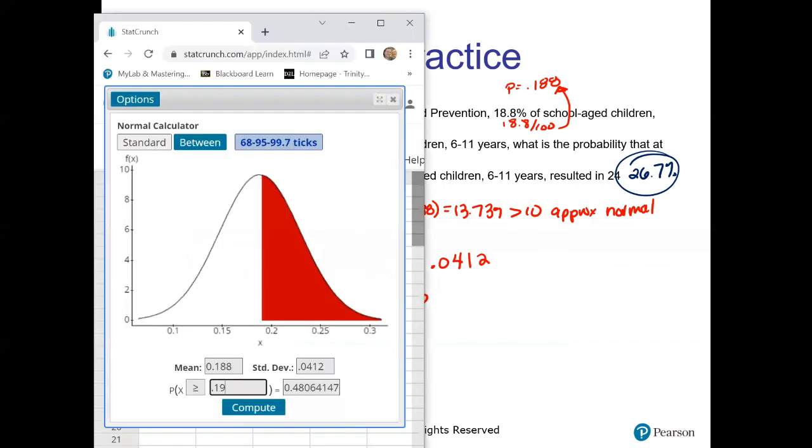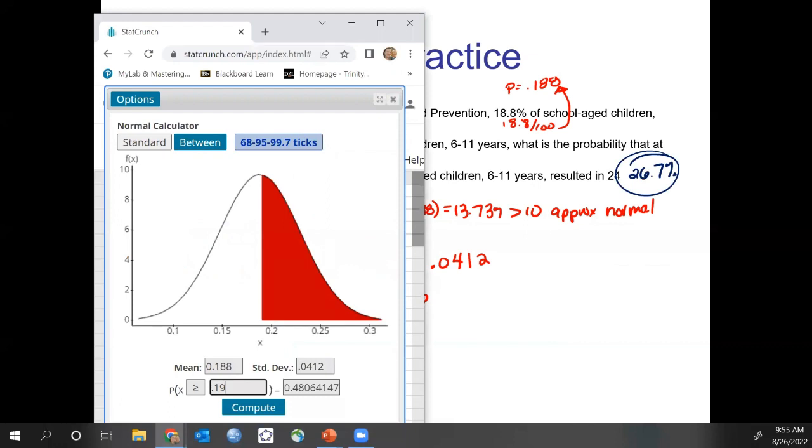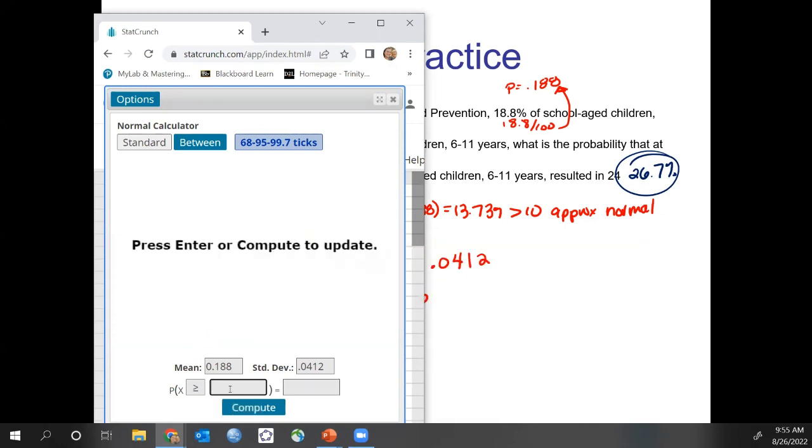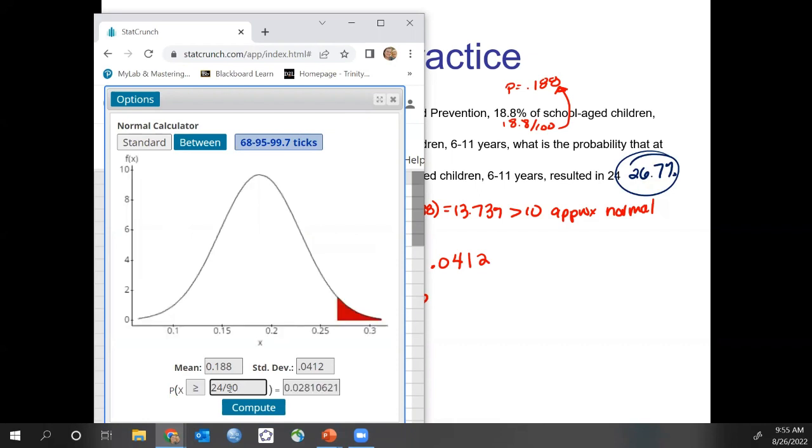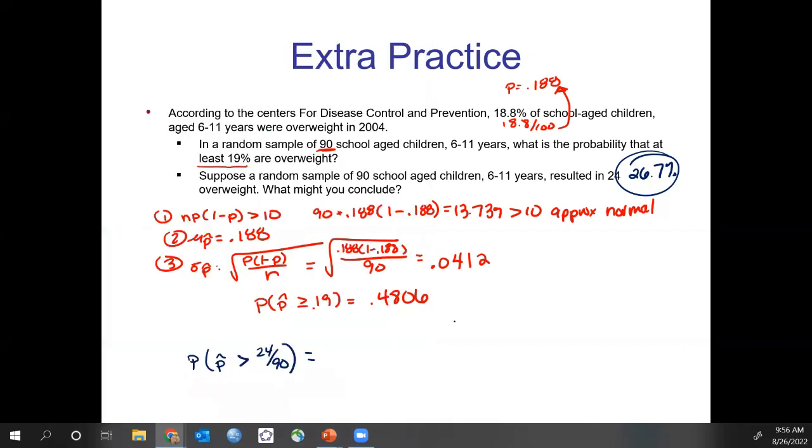I'm going to go back to StatCrunch here. I'm going to change my symbol. Nope, keep it as greater than. That's right. And we have 24 out of 90. Again, I will always type the original fraction here so that I'm not rounding. Okay, so the probability of getting that answer is 0.0281.